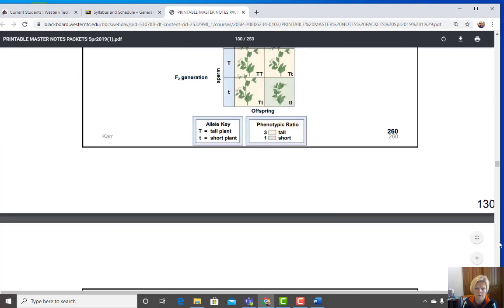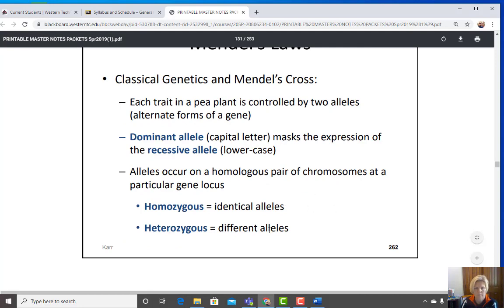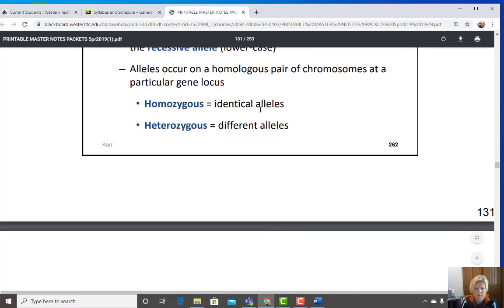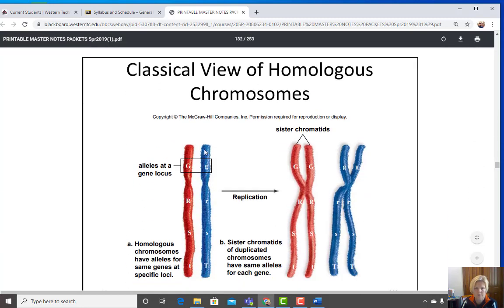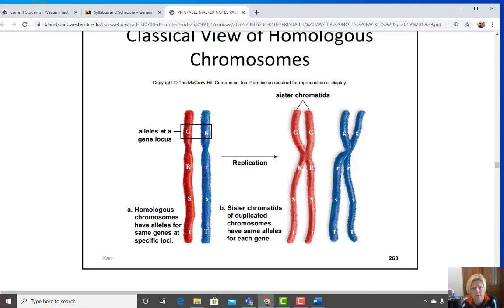Homozygous means they're the same. That can be recessive or dominant. Heterozygous means they are different. So here are homologous chromosomes that we would inherit. Let's say this one is from mom, this one is from dad. Our cells have one of each, so we have two alleles in all of our body cells. But when we undergo meiosis, we get just one of those separating into sperm and egg, because homologous chromosomes separate during meiosis.